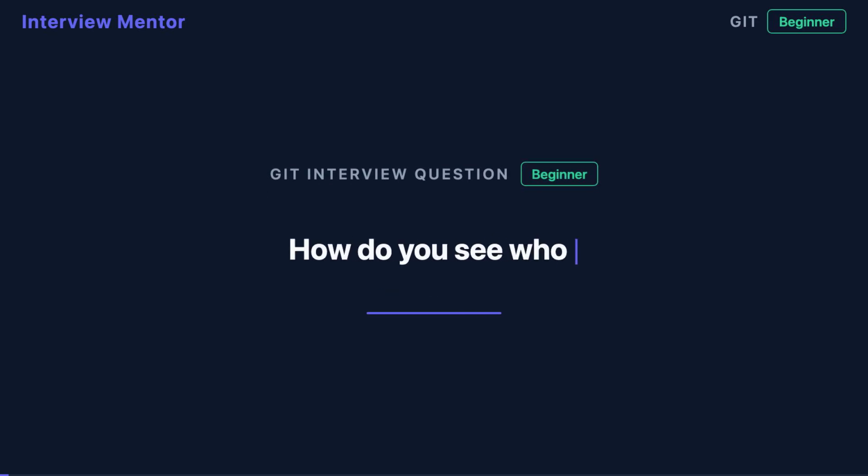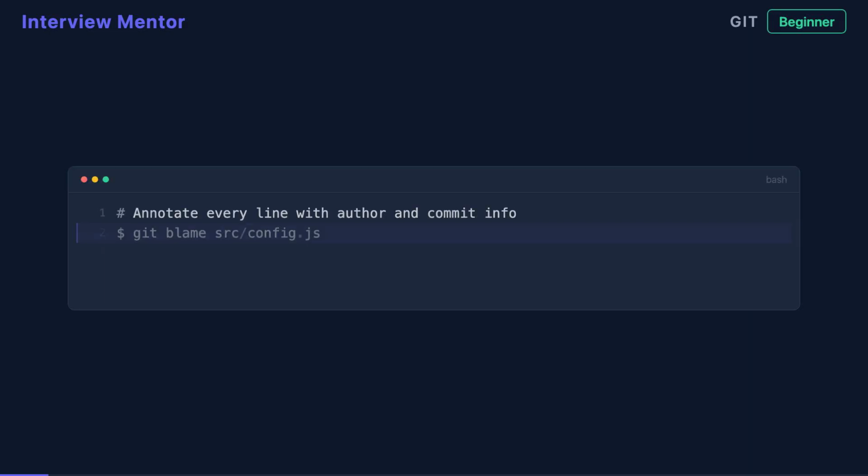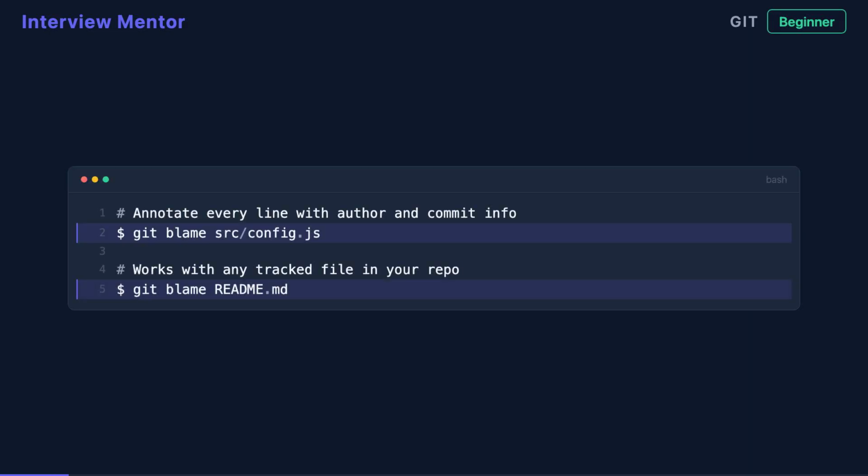A bug just hit production. You need to know exactly who changed that line and when. Your go-to command is git blame, followed by the file name. Git blame annotates every line of a file, showing you who last changed it and when. It is the standard way to trace any line back to its origin, and it is built right into Git.